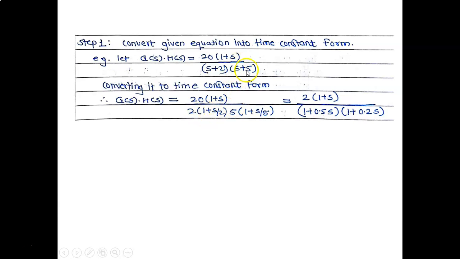Now here s plus 5 is there. What we want? 1 plus s. Therefore, we have to take 5 outside. Therefore, 5 into 1 plus s divided by 5. Which is equal to 2 into 1 plus s divided by 1 plus 0.5s into 1 plus 0.2s. This is known as time constant form.